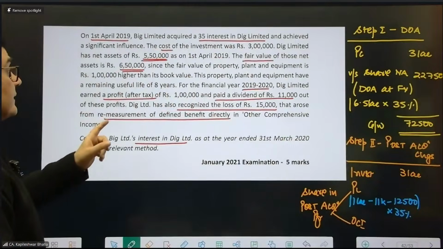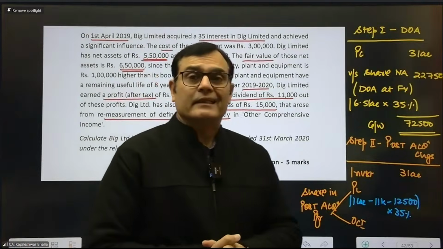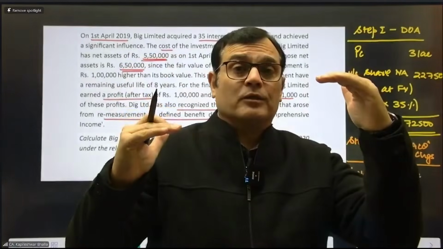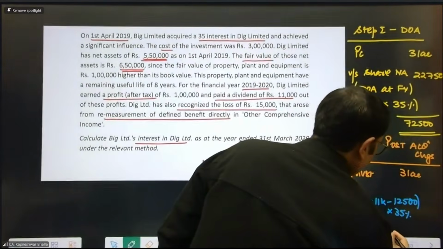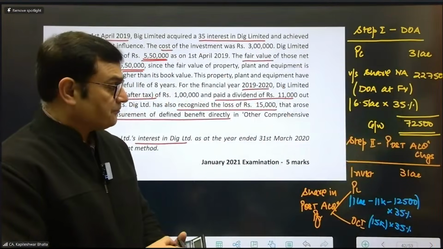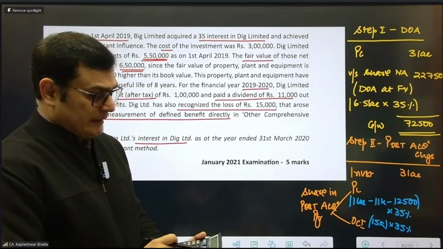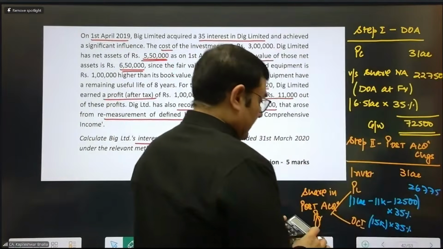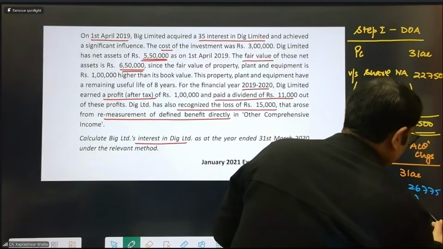And then it also says that DIG earned a loss on account of remeasurement of defined benefits, directly taken in OCI. So there is a loss in the OCI. A loss in the OCI would mean the net assets will go down, investments will go down. So we'll take the share in the loss, that is 15,000 into 35%. That will reduce the investment value. So 1 lakh minus 11,000 minus 12,500 into 35% is 26,775. And a loss of 15,000 into 35% will be minus 5,250.